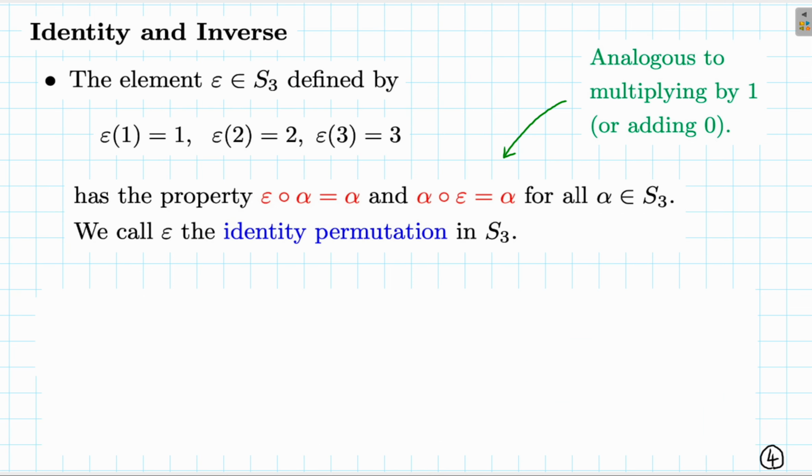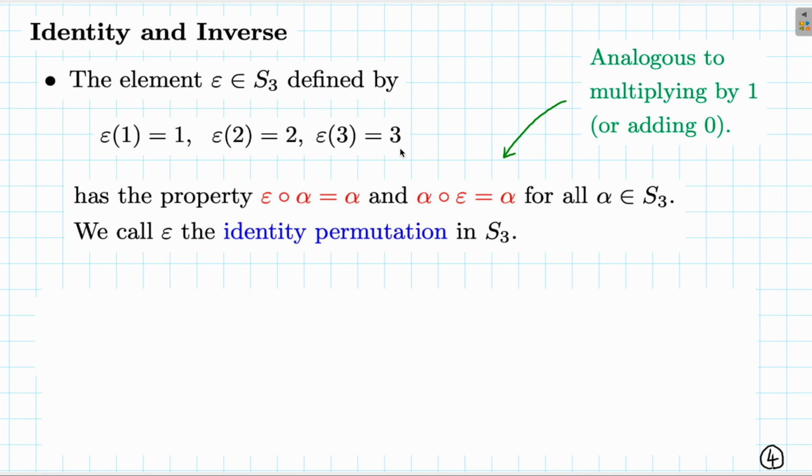Here's the permutation epsilon that we just worked with. It's defined in the following way. It sends 1 to 1, 2 to 2, and 3 to 3. So in a way, it's a bit of a boring permutation. It does nothing to its inputs, but it's perhaps the most important permutation.